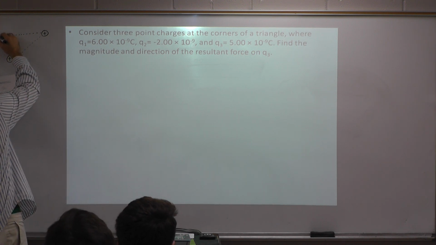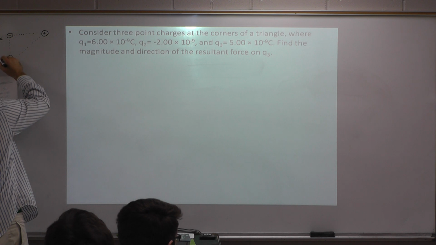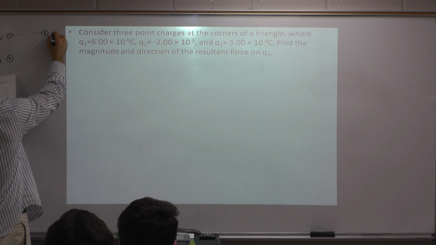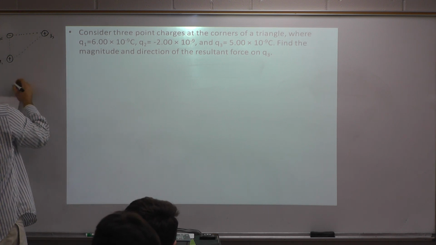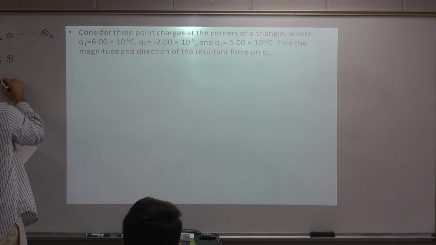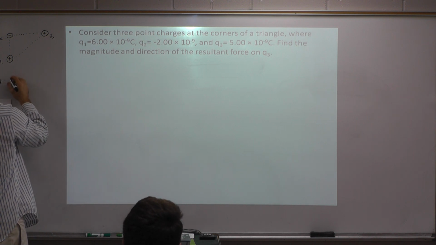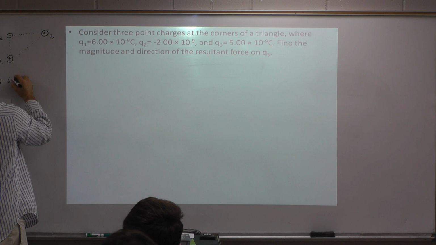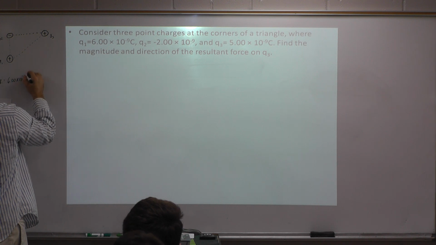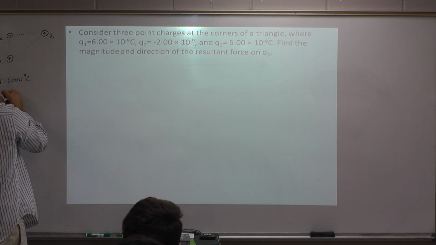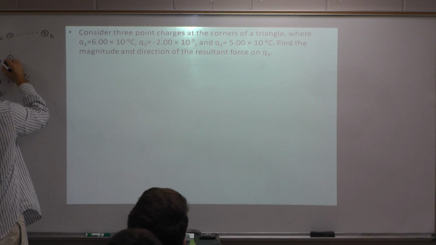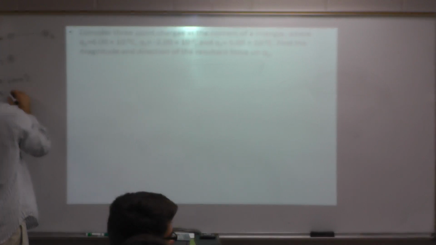Okay. First off, again, they will give you the diagram. Q1, what did they tell us it was? 6.0 times 10 to the six. Charge Q1, Q2, Q3. Times 10 to the 19.